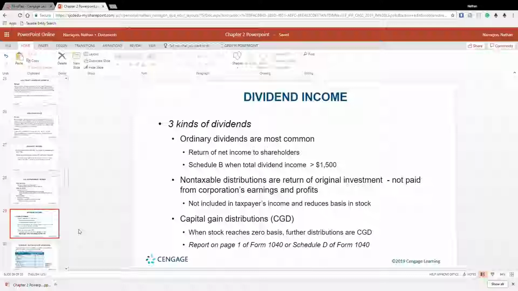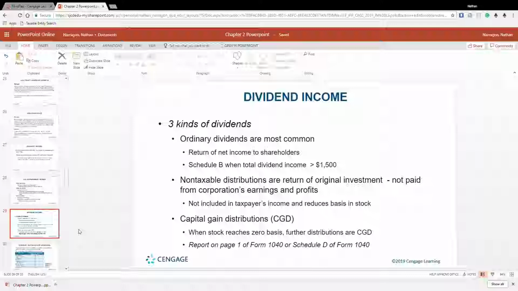Dividend income. We have normally three kinds of dividends. One is the ordinary dividends. They are the most common ones. You'll see this usually comes from any corporation. They are a return of net income to shareholders. So we have that cash and we get taxed. Again, these are for corporations, the double taxation. Corporations get taxed on this, and then we get taxed on dividends.